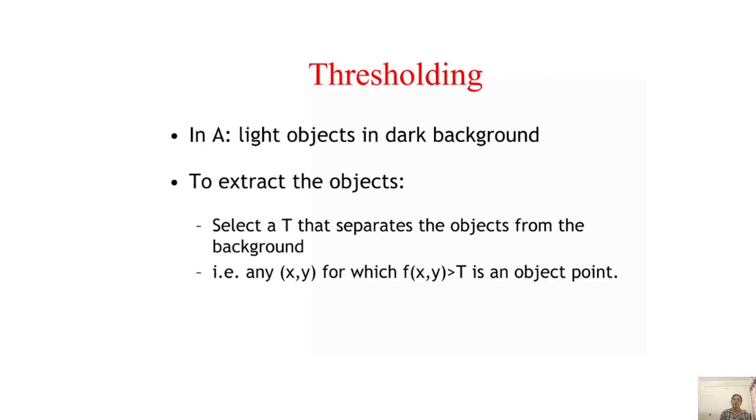In A, the object is in a dark background, so there will be a threshold between the object and the background. Here we have to select a threshold that separates the object from the background. That is, any (x, y) for which f(x, y) is greater than T will be taken as an object point.